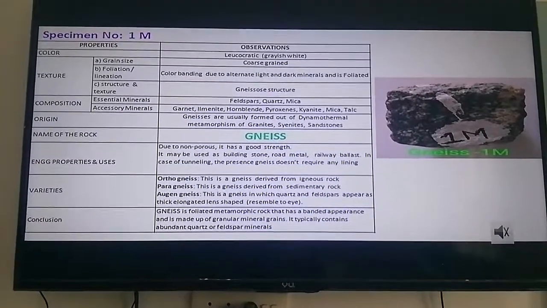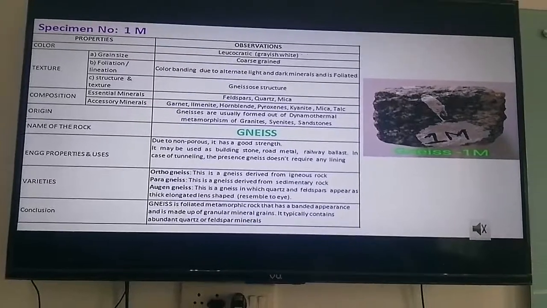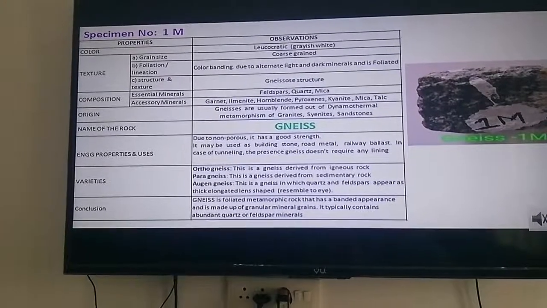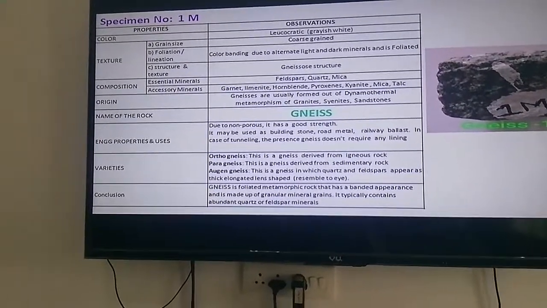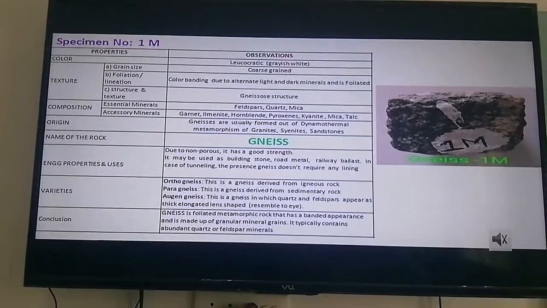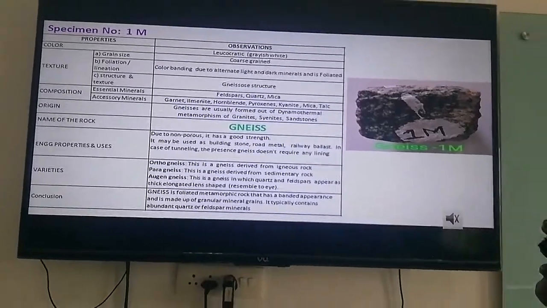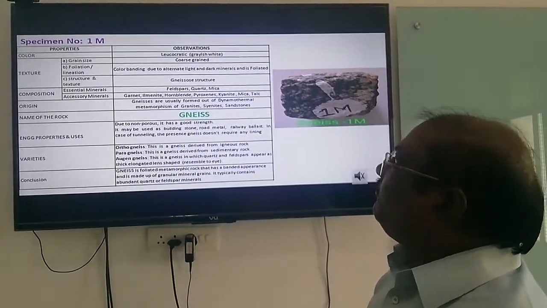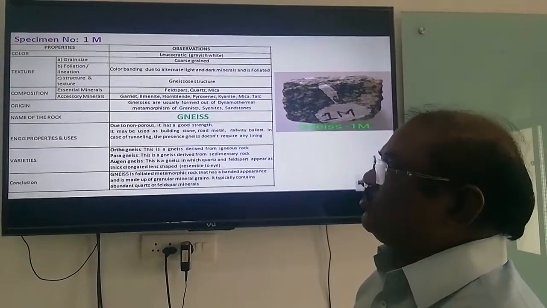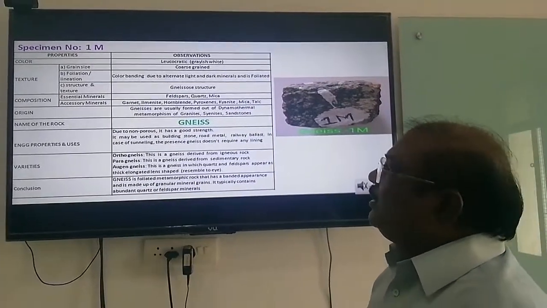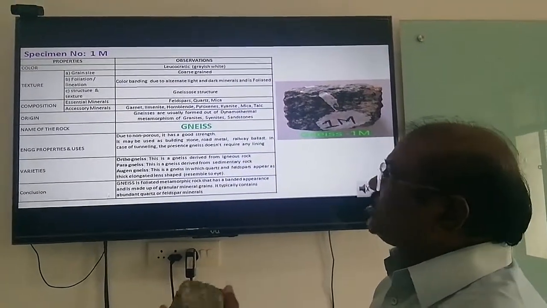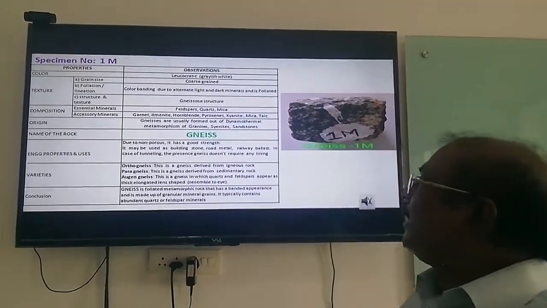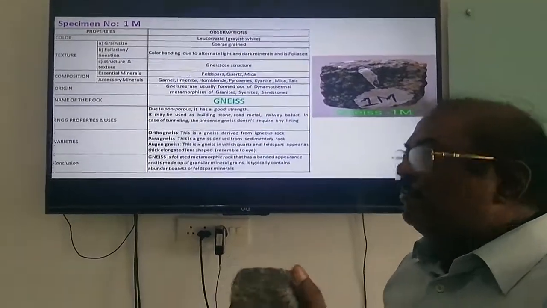Structure is gneiss structure. Essential minerals include feldspars, quartz, mica, whereas accessory minerals include garnet, ilmenite, hornblende, pyroxenes, kyanite, mica, talc. Coming to the origin, gneisses are usually formed out of dynamothermal metamorphism, either of granites, syenites, sandstones. It is non-porous and has good strength. This can be used as a building stone, as a road metal, and as railway ballast.